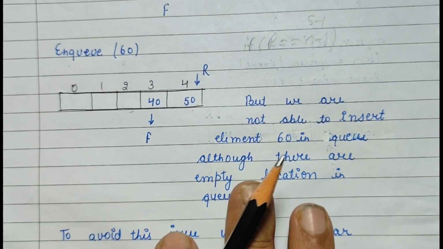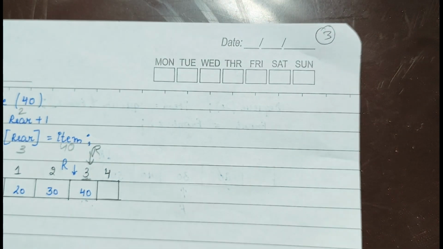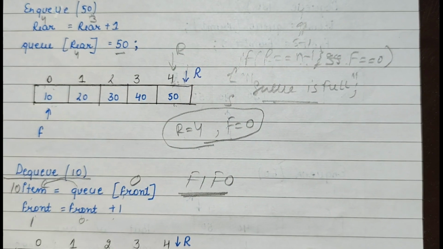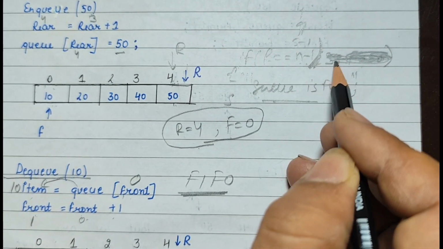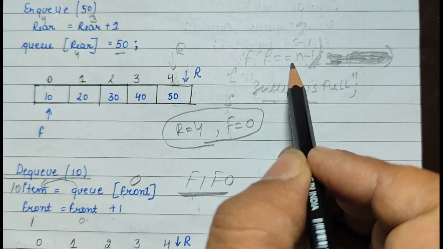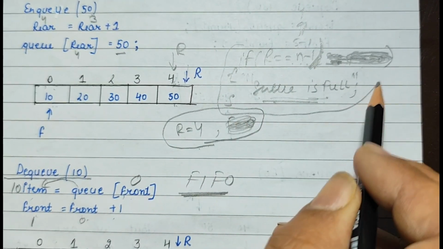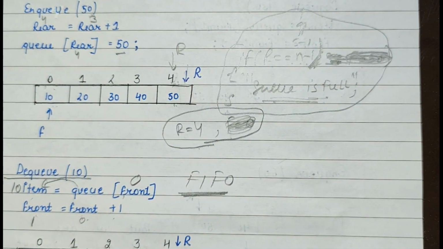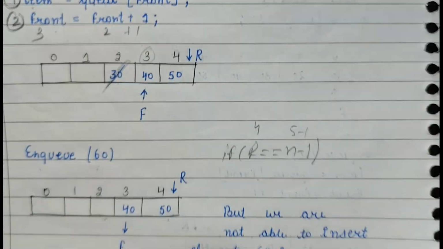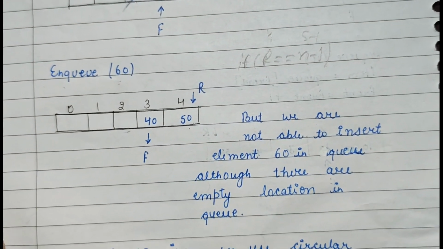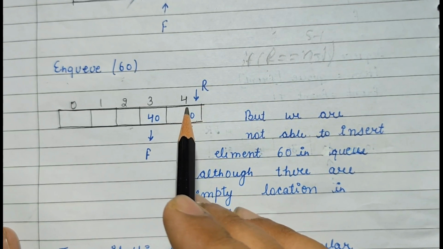The thing is, for checking that the queue is full, this is the only condition. Rear is equal to n minus 1. If rear is equal to n minus 1, it means the queue is full. This is for checking whether the queue is full or not. So if rear is equal to 4, because rear points to this location, it means the queue is full.